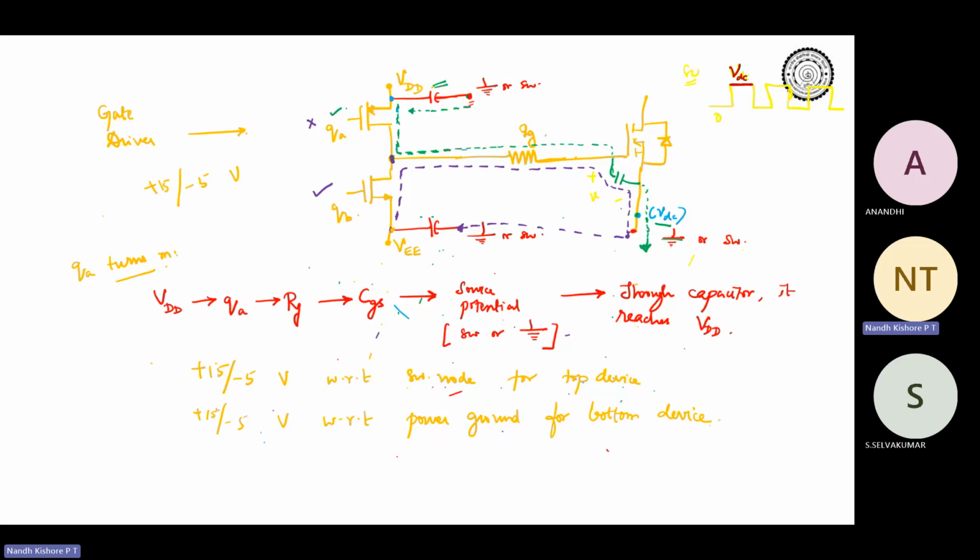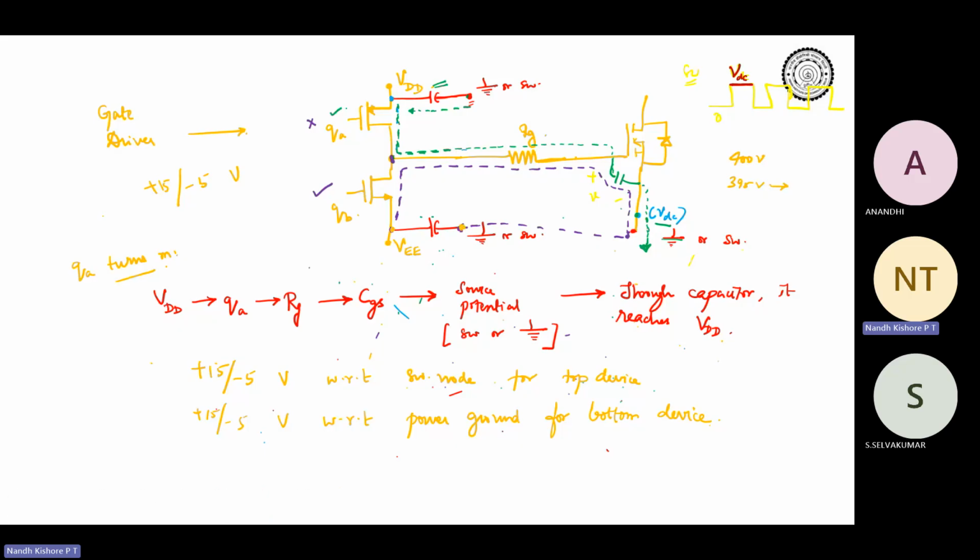Okay, so let's say the switching node is 400 volts. If you tell that VEE is minus 5 volts, it is minus 5 with respect to the switching node, which means that it is actually at 395 volts with respect to the power ground.